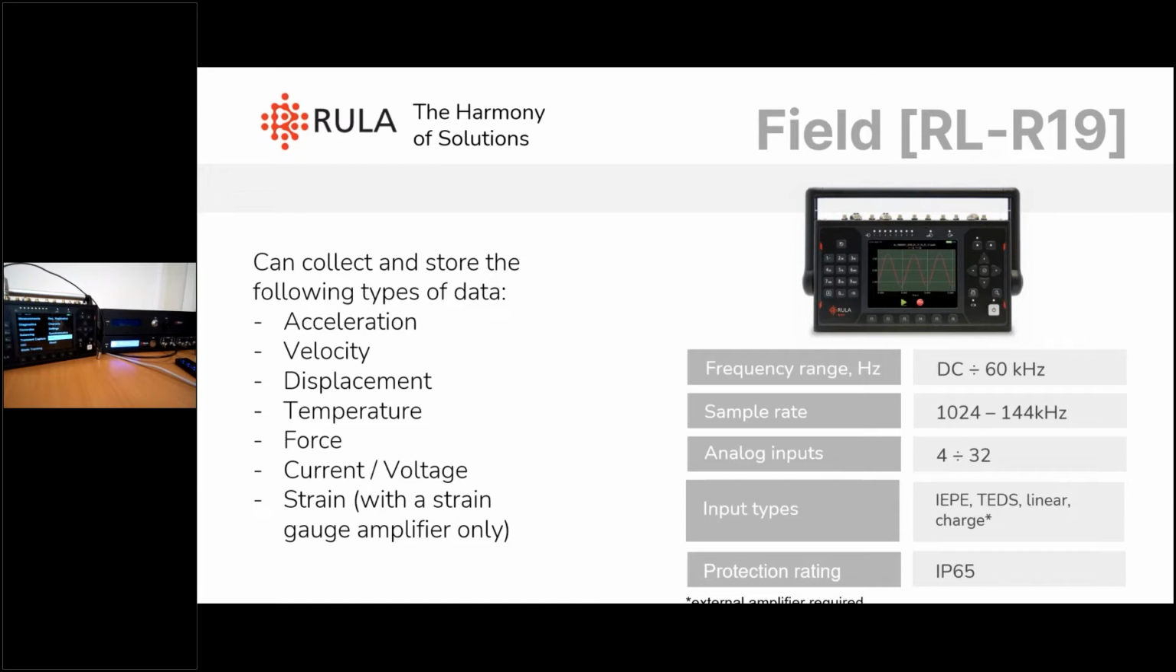RLR19 can record the following types of data in the internal memory: acceleration, velocity, displacement, temperature, force, current and voltage, and strain using a strain gauge amplifier.